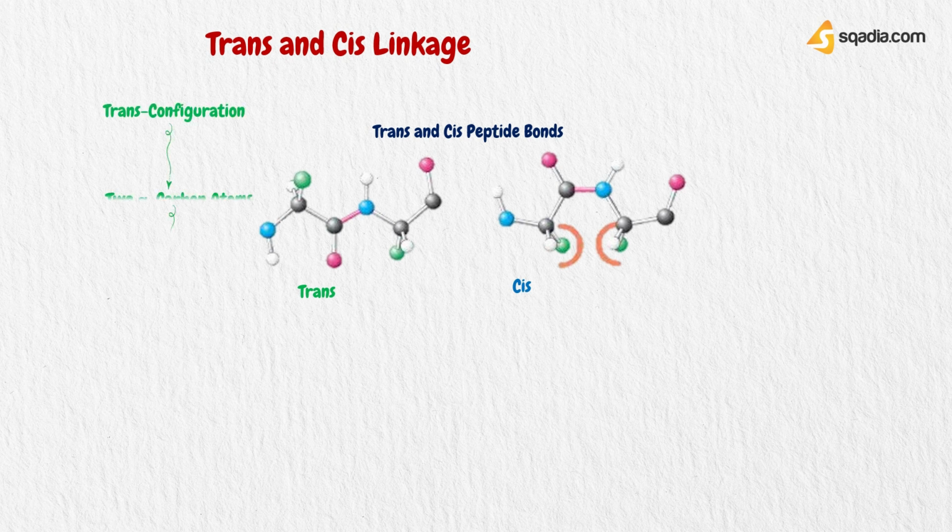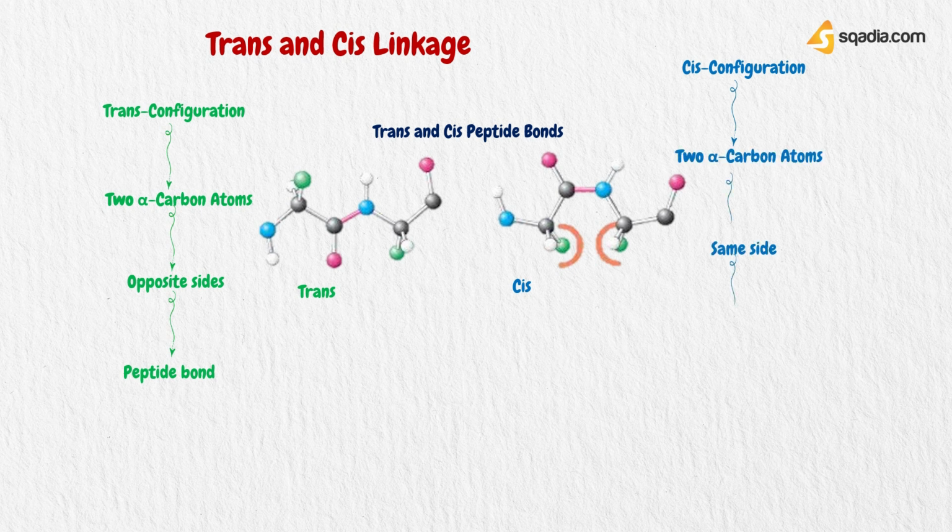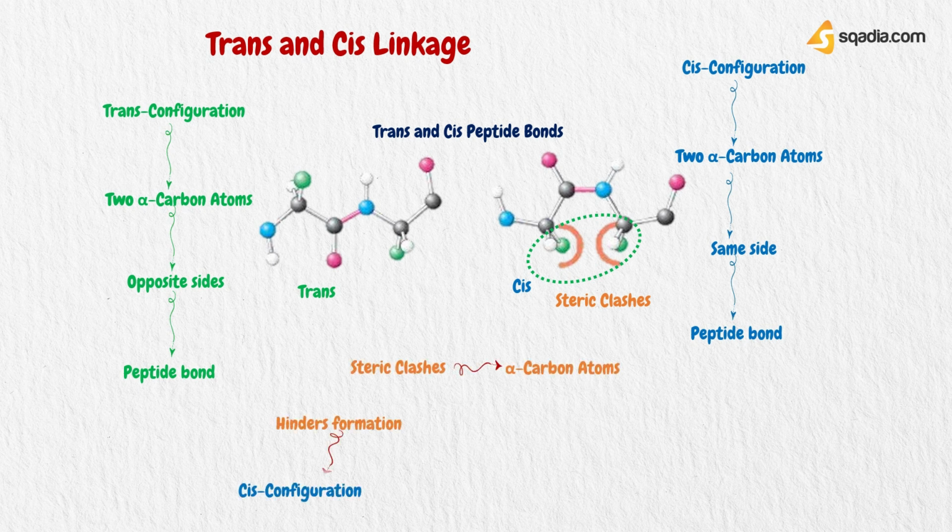Now, let's talk about trans and cis bonds in peptides. Do you know what is the difference between cis and trans? In the trans configuration, the two alpha carbon atoms are on opposite sides of the peptide bond. Whereas in the cis configuration, the two alpha carbon atoms are on the same side of the peptide bond. Almost all peptide bonds in proteins are trans. This preference for trans over cis can be explained by the fact that steric clashes between groups attached to the alpha carbon atoms hinder the formation of the cis configuration, but do not arise in the trans configuration.